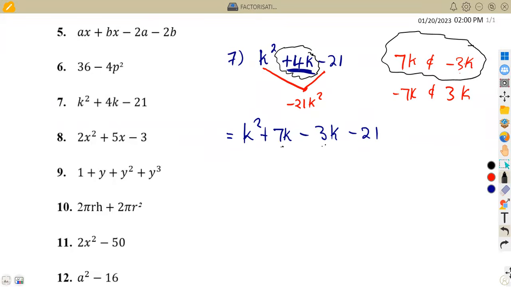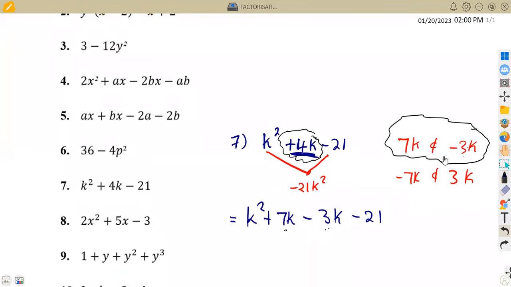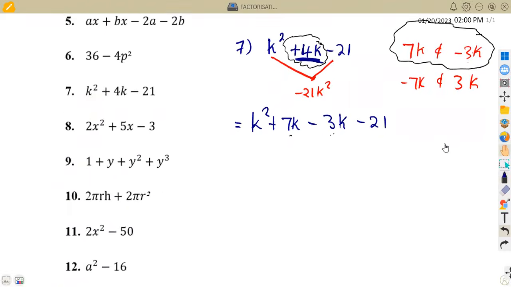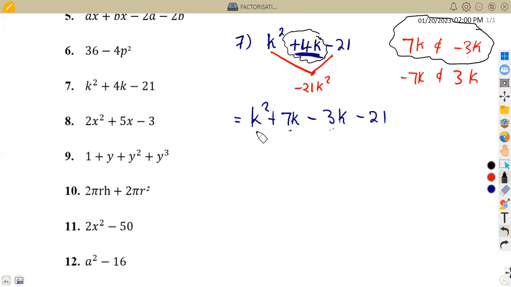But if you check this type of expression, we are now back to what we did on question number 4, whereby we worked by grouping when we had 4 terms. If we count the number of terms that we have, we've got 1, 2, 3, 4. So we can group these into 2. What is common for the first 2 terms, k squared and 7k? k is common, so you can factor out k. k squared divided by k is k, plus 7k divided by k is 7.